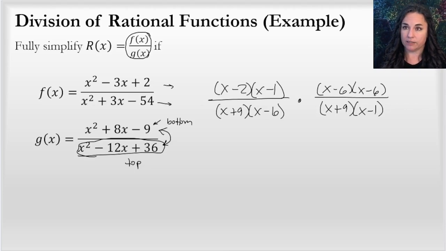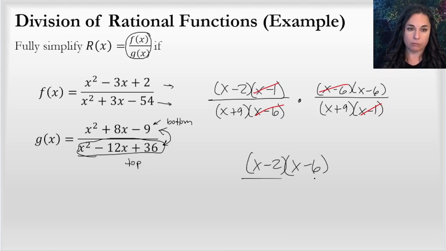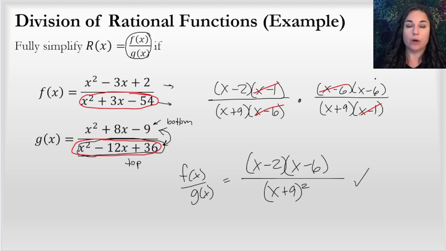Now I'm going to go through and cancel common terms. This x minus 6 cancels with an x minus 6. This x minus 1 cancels with an x minus 1. And those are all the terms that I can simplify. When I gather up my remaining terms, I get an x minus 2 on the top and an x minus 6 on the bottom, and then I have an x plus 9 squared on the bottom there. So that's going to be f of x over g of x. And that's it. The test is, do you know how to simplify, and do you know when it's fully simplified? I see students still struggle with knowing when they're done simplifying. That's all I need to simplify it to.